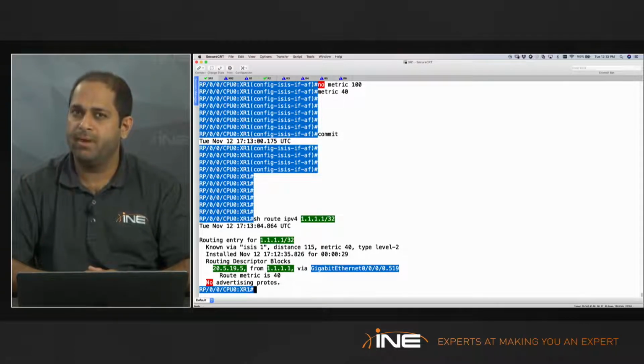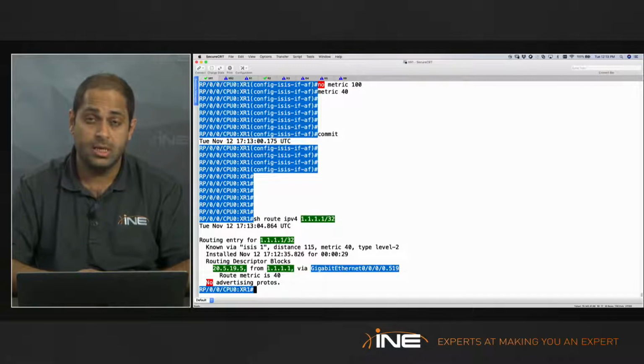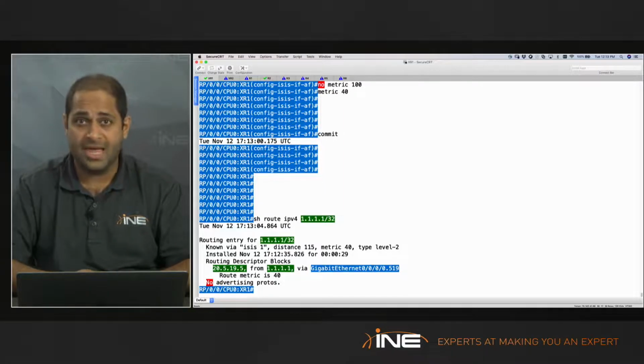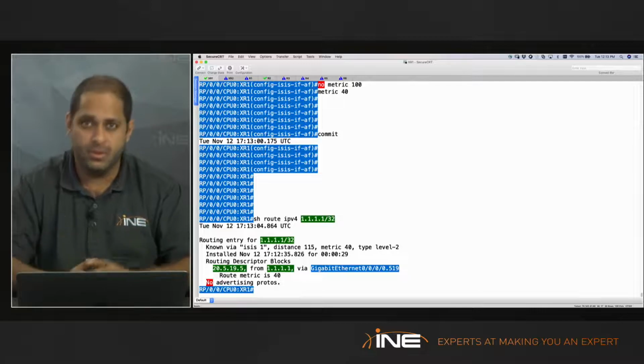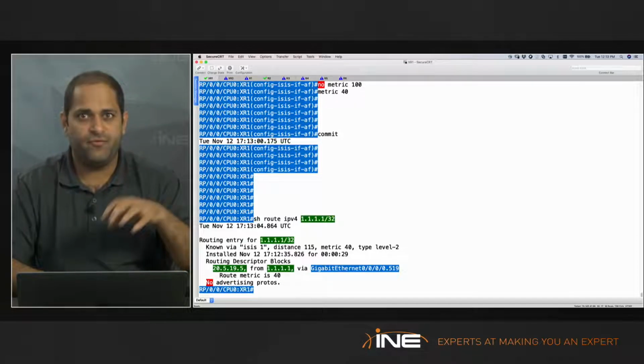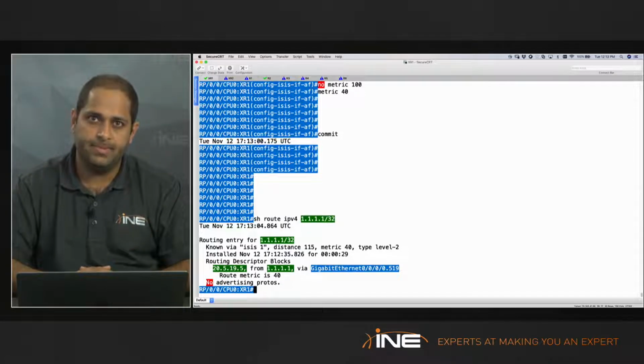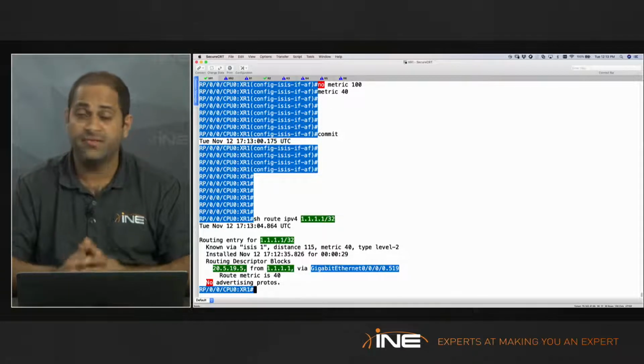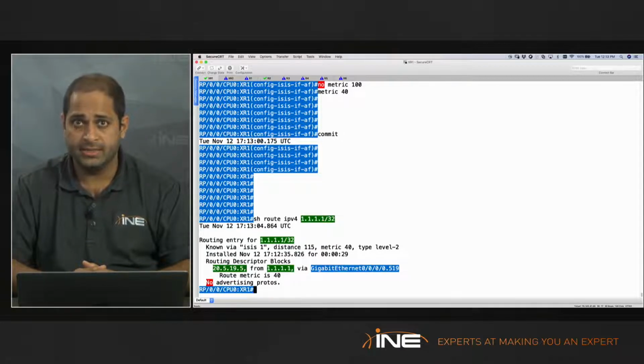Just one thing you must remember, that you cannot give metrics higher than 63 because the default is narrow, so it has to be a metric lower than or equal to 63. And every hop of a router is by default 10. That's the default behavior in ISIS.